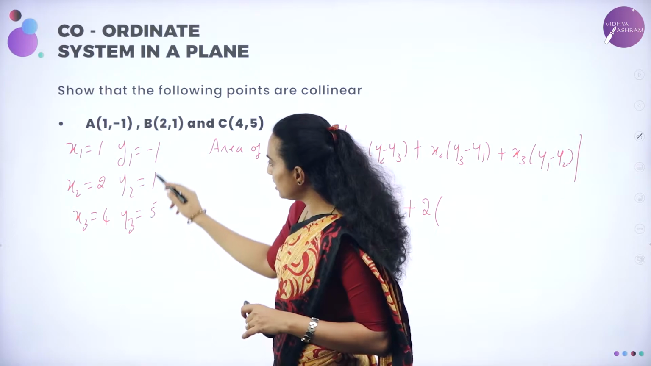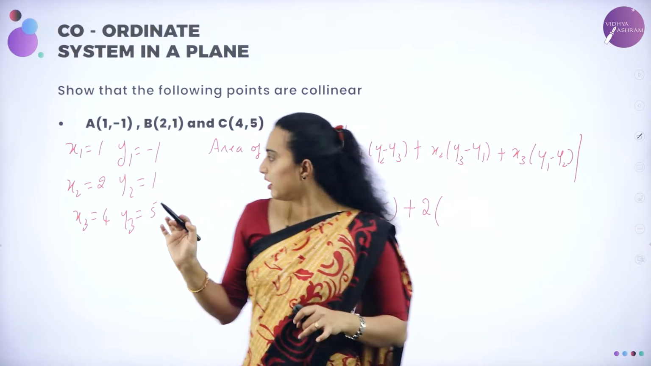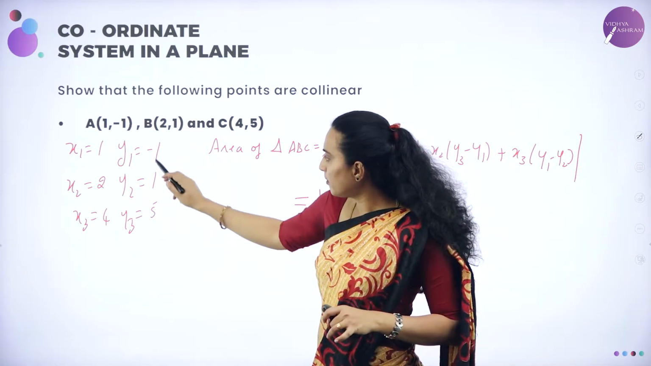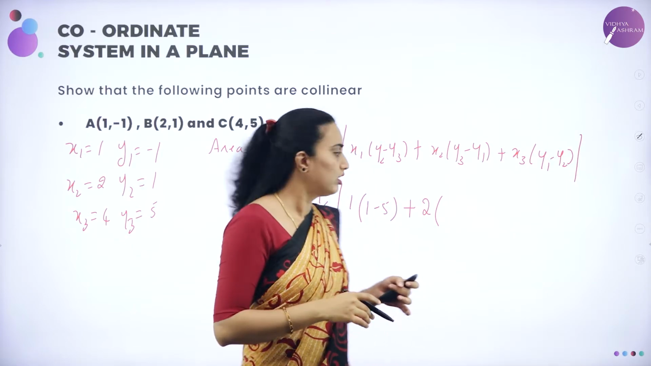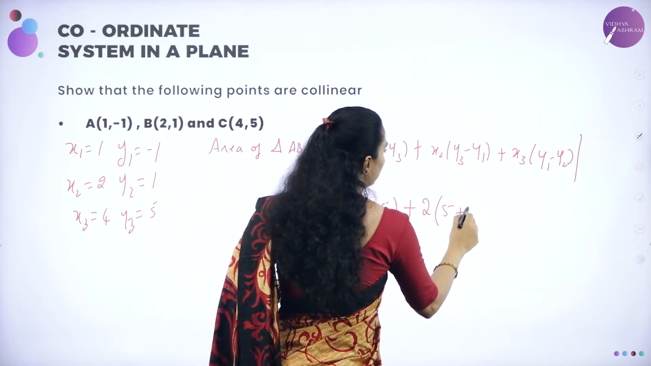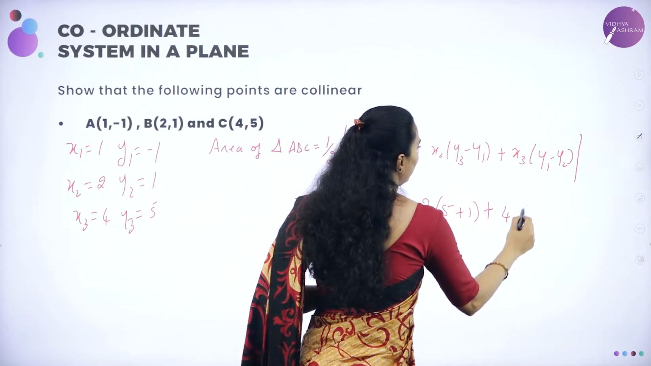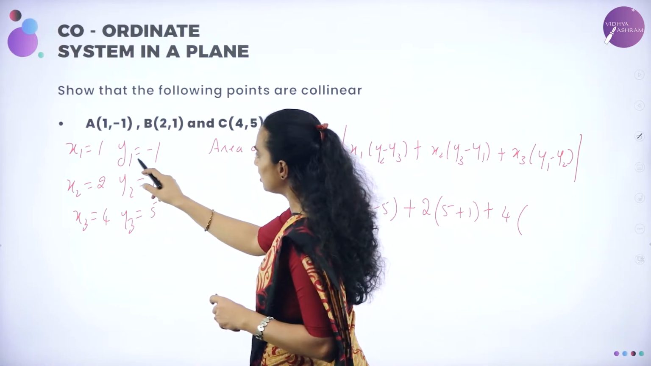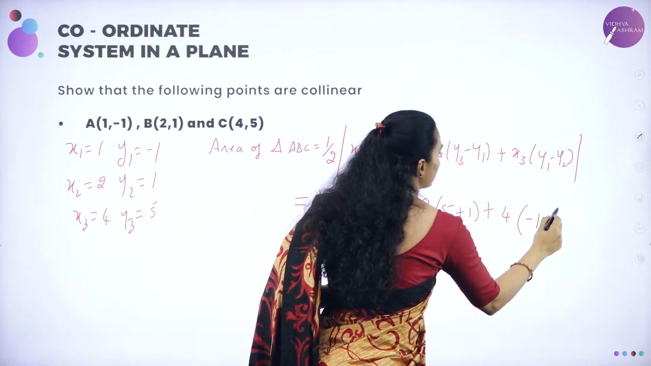See here, y3 minus y1, already one minus sign is there. If you have 5 minus of minus 1, what is 5 minus of minus 1? Plus 1. So it will become 5 plus 1 for y3 minus y1, plus x3. The x3 value is 4 into y1 minus y2, which is minus 1, because y1 is minus 1 and y2 is 1... already a minus sign, minus 1.